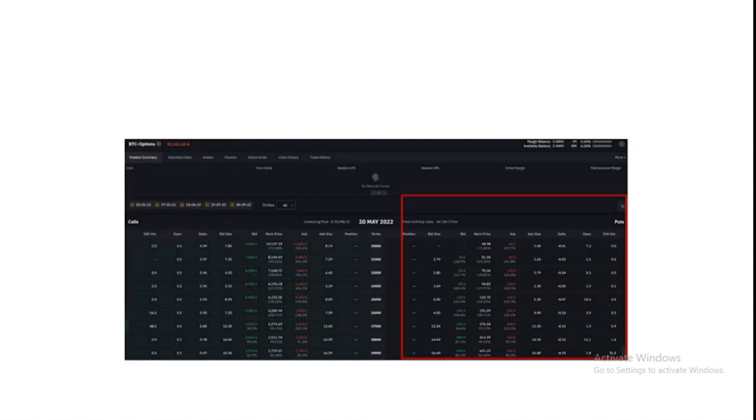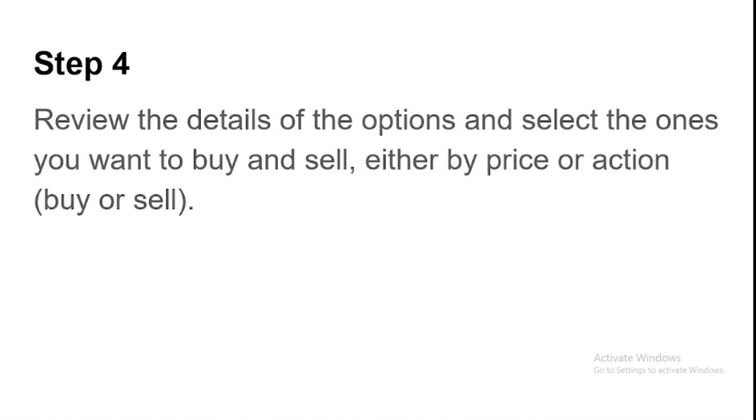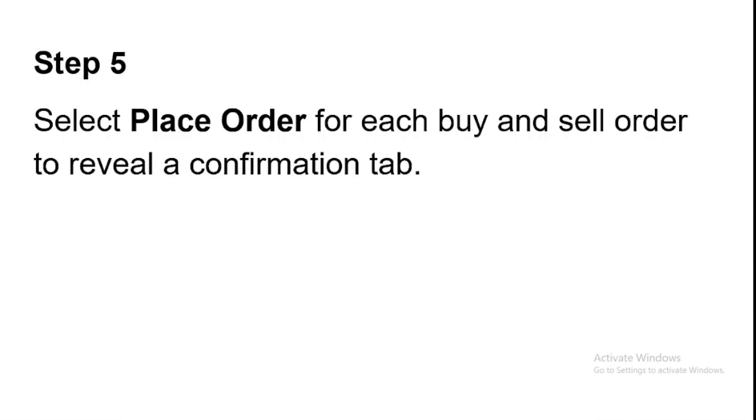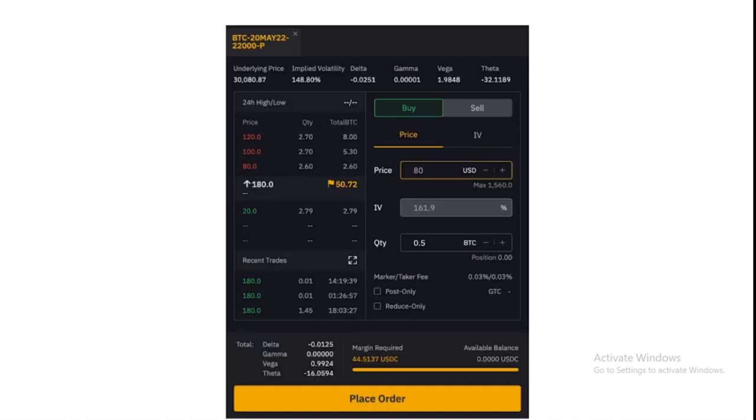Step 4, review the details of the options and select the ones you want to buy and sell, either by price or action. Step 5, select place order for each buy and sell order to review a confirmation tab.